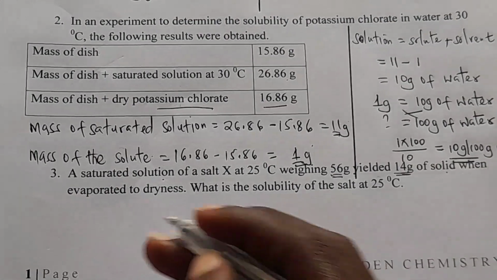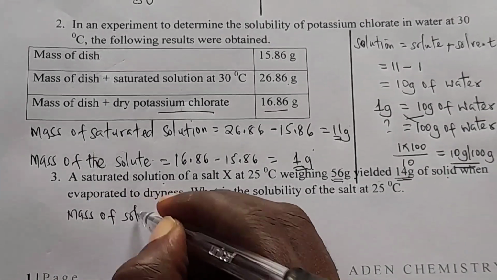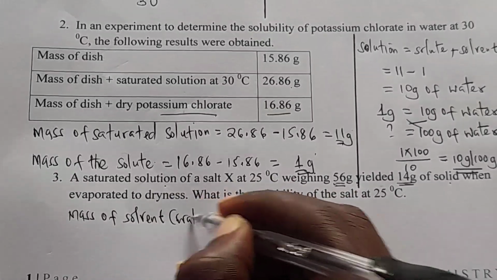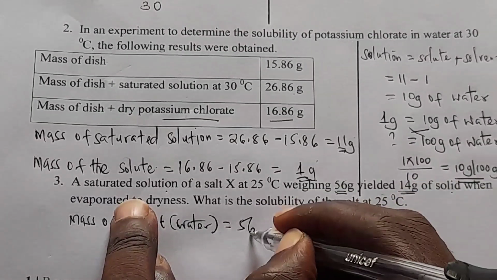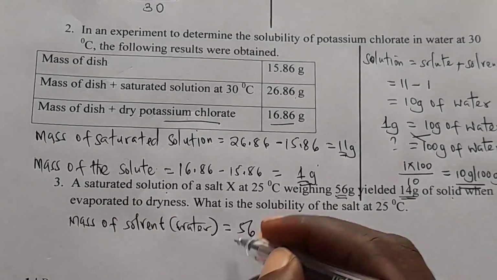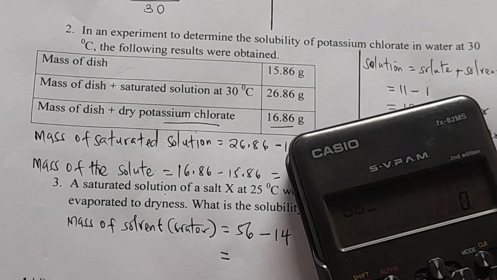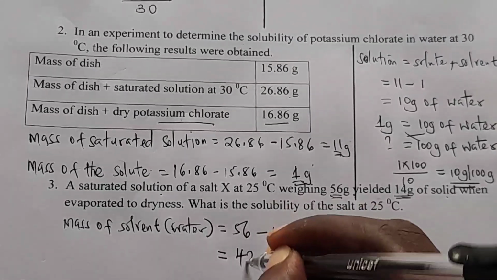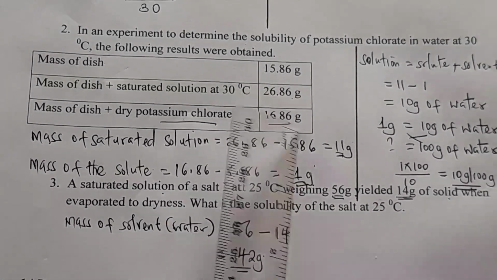So can you get the mass of the solvent now? The mass of the water, the mass of the solvent, that's mainly water. We are going to get the mass of the saturated solution, which is 56, minus the mass of the solute, which is now 14. What are we going to get? We are saying 56 minus 14. There we are going to get 42 grams. So this is the mass of the solvent, 42 grams of water.